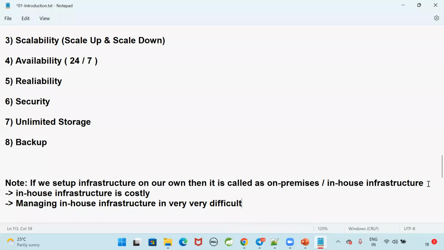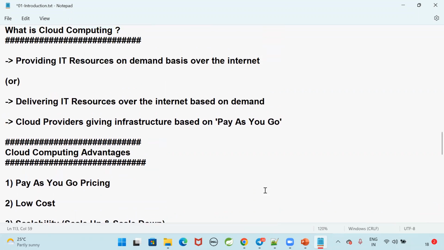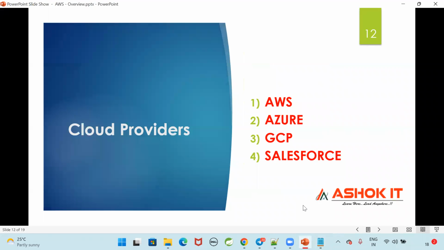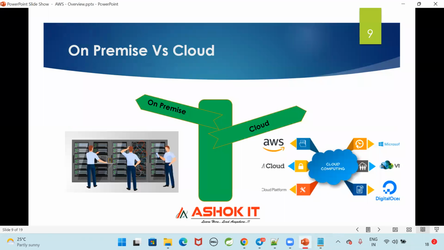Security, backup, recovery, scalability, availability, storage, n number of things you need to take care of on your own when you go for in-house infrastructure. So nowadays in the industry, are companies preferring on-premise infrastructure or cloud infrastructure? Companies are preferring cloud infrastructure.